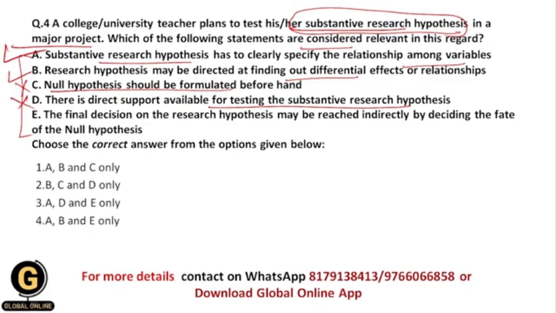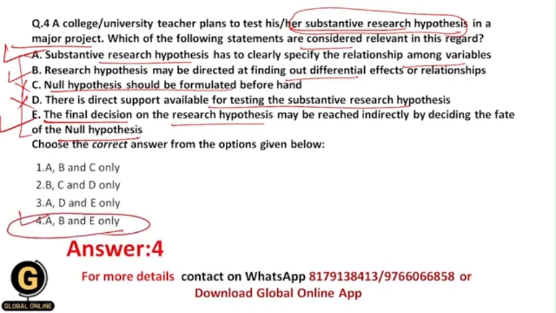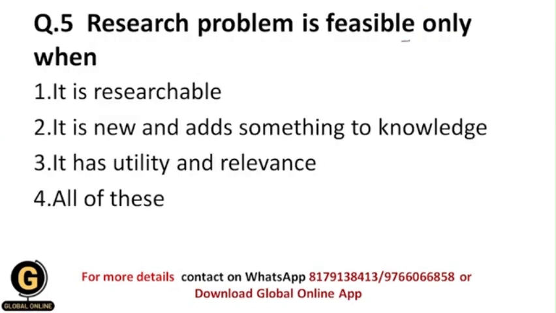The final decision on the research hypothesis may be reached indirectly by deciding the fate of the null hypothesis. Yes, this statement is correct because whenever you reject the null hypothesis, then obviously automatically you accept the research hypothesis. And whenever you accept the null hypothesis, then you reject the research hypothesis, and that's why indirectly your decision will be based upon the fate of the null hypothesis itself. That's why your correct answer should be 4, that is A, B and E only, because here only these statements are correct. Next is, research problem is feasible only when.